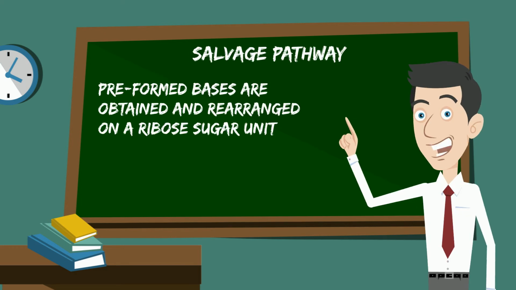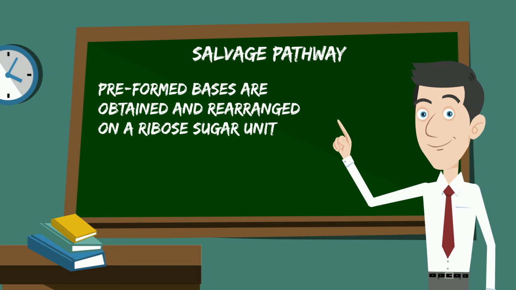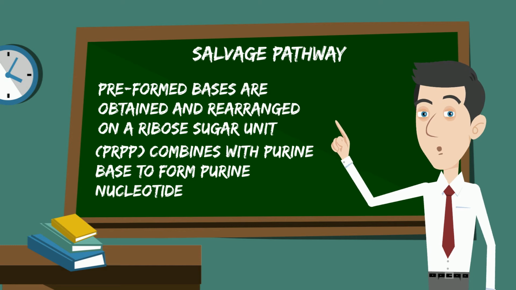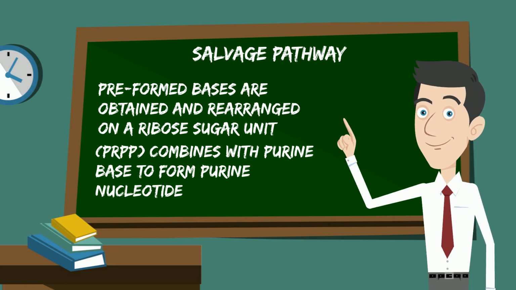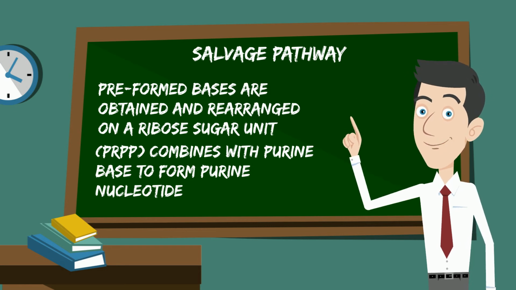In the salvage pathways, preformed bases are obtained and rearranged on a ribose sugar unit. 5-phosphoribosyl 1-pyrophosphate, PRPP, combines with purine base to form purine nucleotide. Both the salvage and de novo pathways operate to synthesize purine ribonucleotides. All the deoxyribonucleotides are produced from their corresponding ribonucleotides. The deoxyribose sugars are produced by the process of reduction of the ribose sugar present in a fully formed nucleotide.